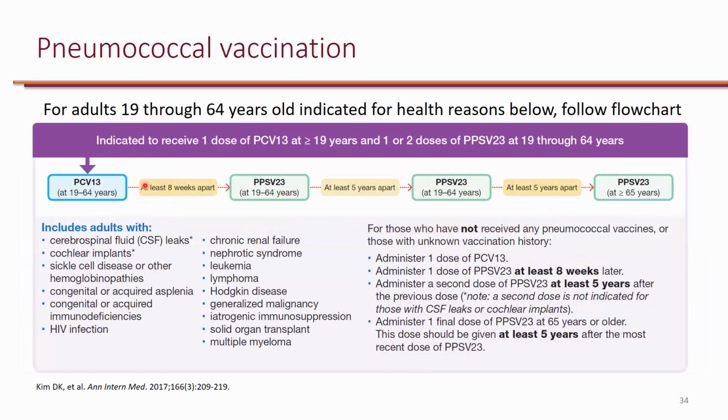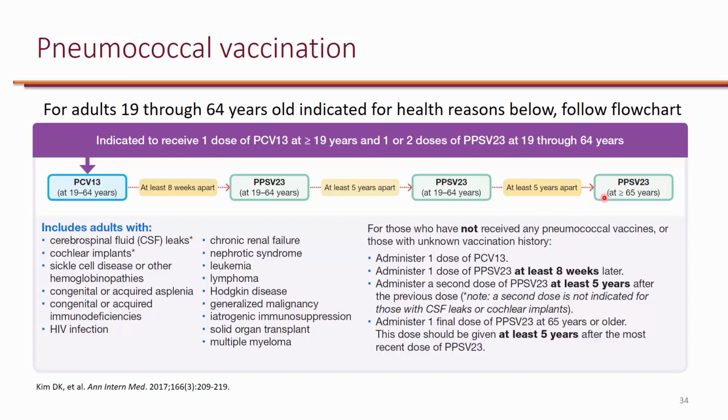Now, who needs to get PCV 13 prior to the age of 65? Patients with CSF leak, cochlear implant, sickle cell disease, asplenia, immunodeficiency, HIV, chronic kidney disease, and any cancers that lead to immunodeficiency. These patients need to get a PCV 13 prior to age 65. Now, 8 weeks after they get PCV 13, these patients need to get PPSV 23. And with the exception of CSF leaks and cochlear implant, the rest of these patients need to get another dose of PPSV 23 before they turn 65 years old.